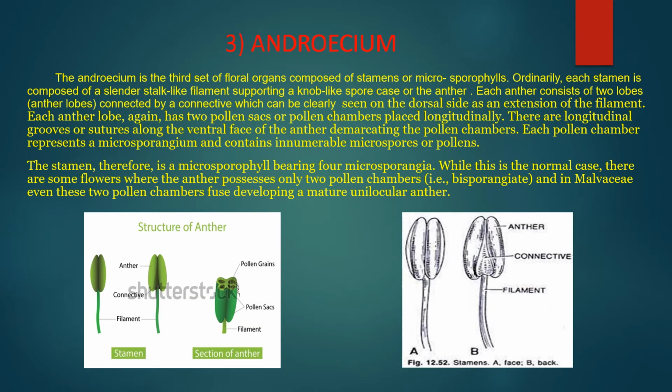Coming to the third whorl of the flower, that is androecium. The androecium is the third set of floral organs composed of stamens or microsporophylls. Ordinarily, each stamen is composed of a slender stalk-like filament supporting a knob-like spore case, the anther. Each anther consists of two lobes, the anther lobes, connected by a connective which can be clearly seen on the dorsal side as an extension of the filament.